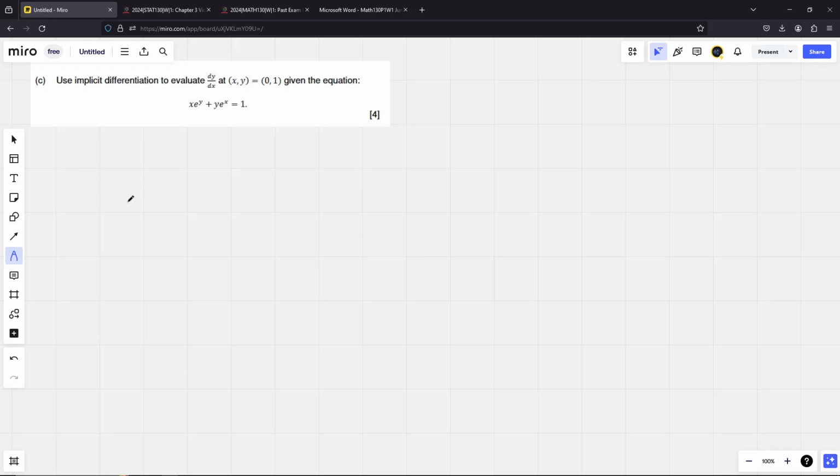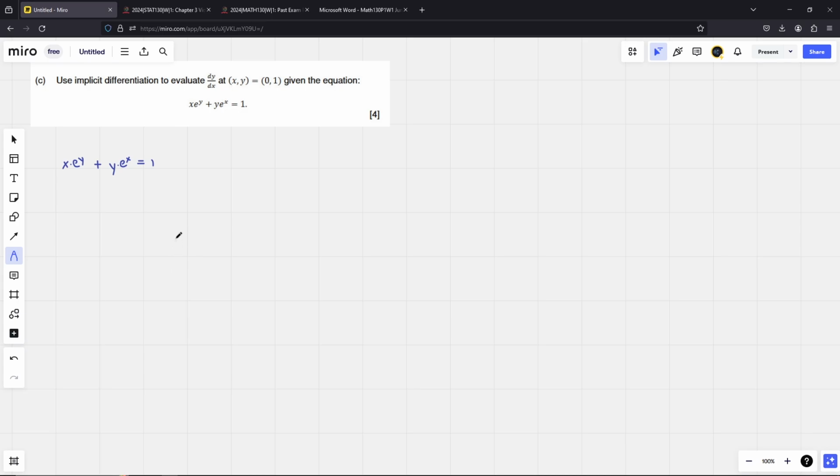Okay, so today we have an implicit differentiation problem from the 2019 June examination for Math130, and it says use implicit differentiation to evaluate dy by dx at the coordinates xy is 0 and 1 given this equation. So the first thing I'm going to do is write down our given equation. So this is x multiplied by e to the y plus y multiplied by e to the x, and that's going to be equal to 1.